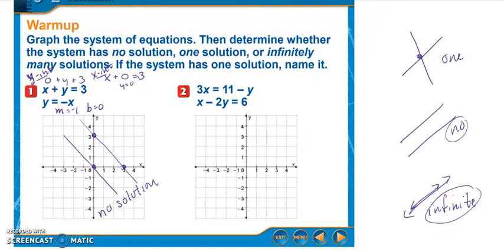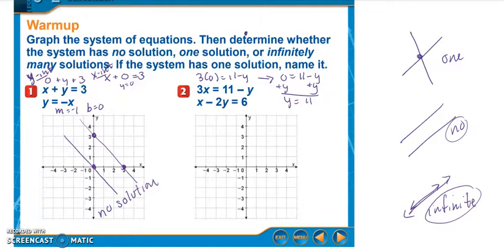For this next one, if we do the same thing, make x equals 0, this becomes 3 times 0 equals 11 minus y. So I get 0 equals 11 minus y. Add y to both sides, and y equals 11. So that would be the y-intercept. That's way up here.